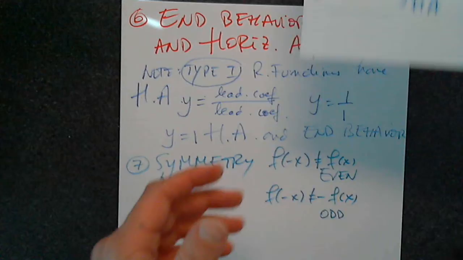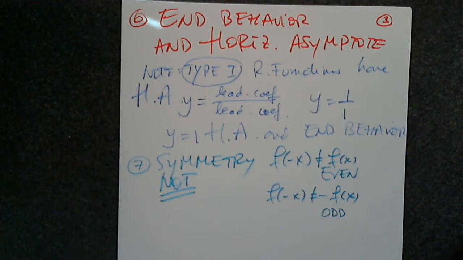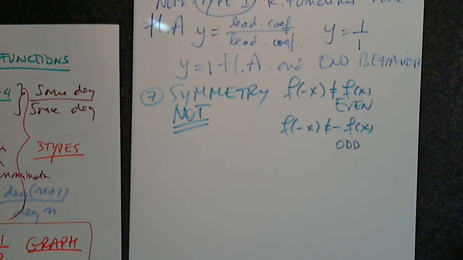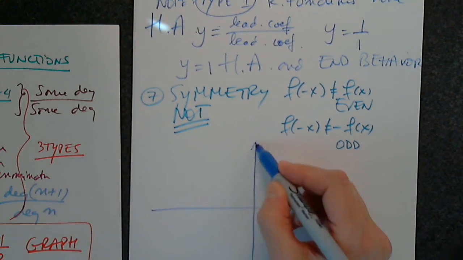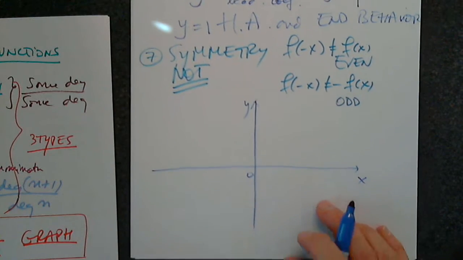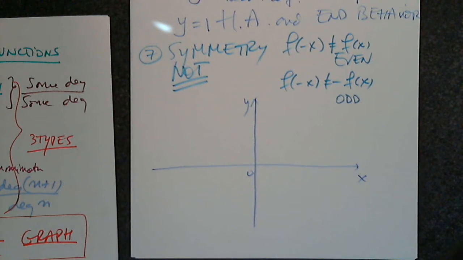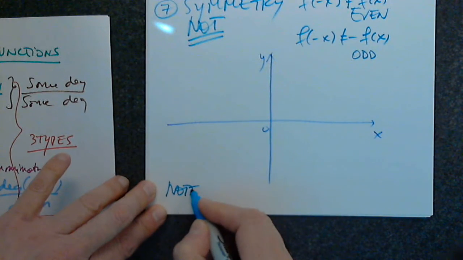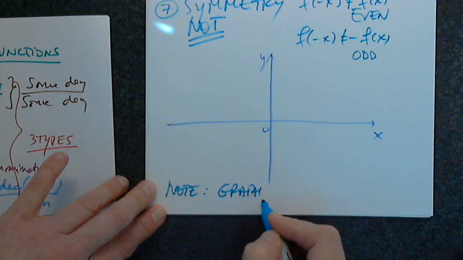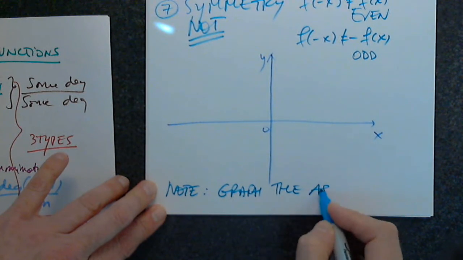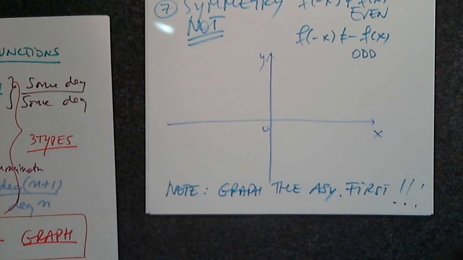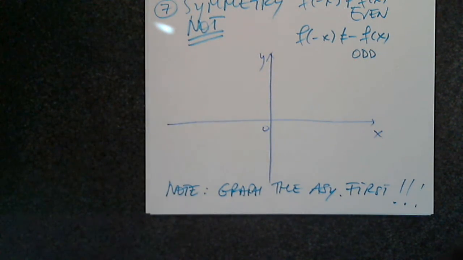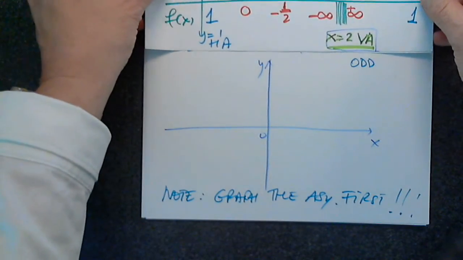Okay. So let's make sense of the information we have, and let's give it a shot. Another note for you, please. When we graph functions with asymptotes, we must graph the asymptotes first. Always. Note. Graph the asymptotes first. Always. So I don't need any information. All I need is my table.